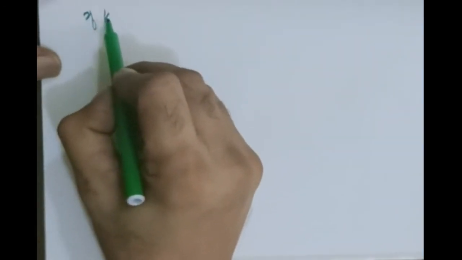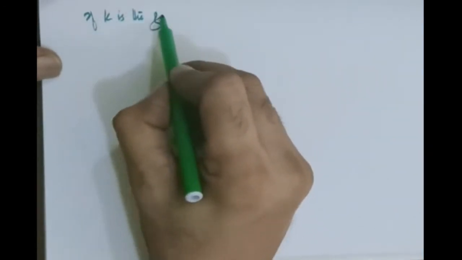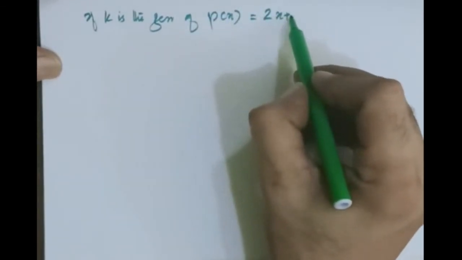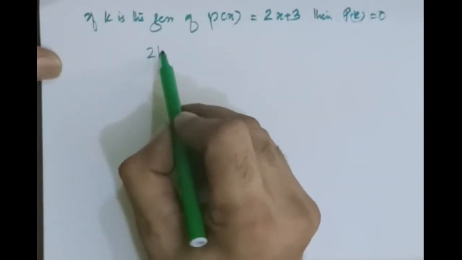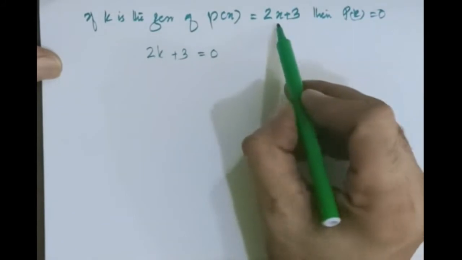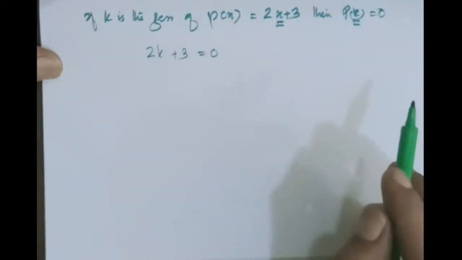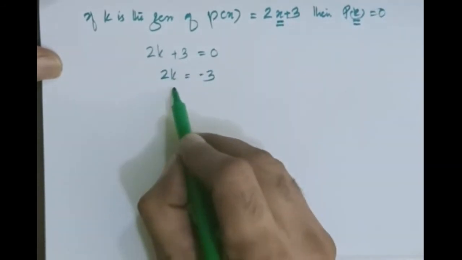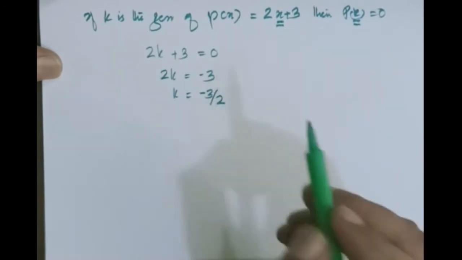You have already studied in 9th class how to find zeros of a linear polynomial. For example, if k is the zero of p(x) equal to 2x plus 3, then p(k) equal to 0 gives 2k plus 3 equal to 0. That means you are replacing x with k. 2k plus 3 equal to 0. That is 2k equal to minus 3 and k equal to minus 3 by 2.